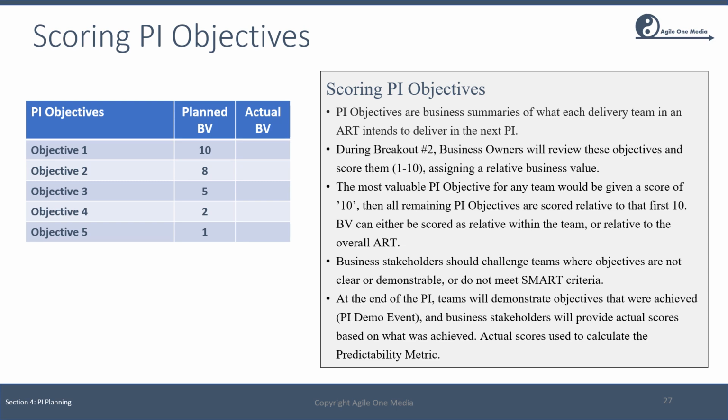Business owners should challenge teams where objectives are not clear or demonstrable, that is, they don't meet the basic SMART criteria. And then at the end of the PI, teams will demonstrate objectives that were achieved. This is in the PI demo event. And business stakeholders will then provide actual scores based on their perception of what was achieved. Actual scores are then used to calculate the predictability metric.